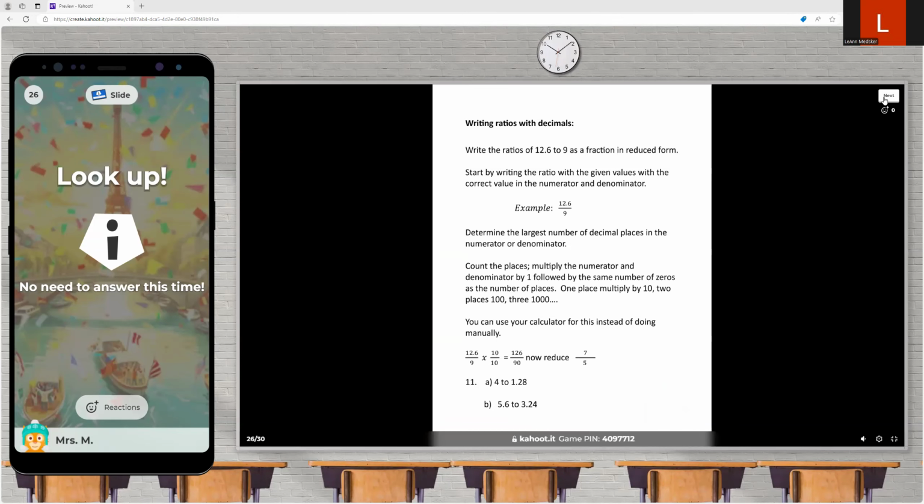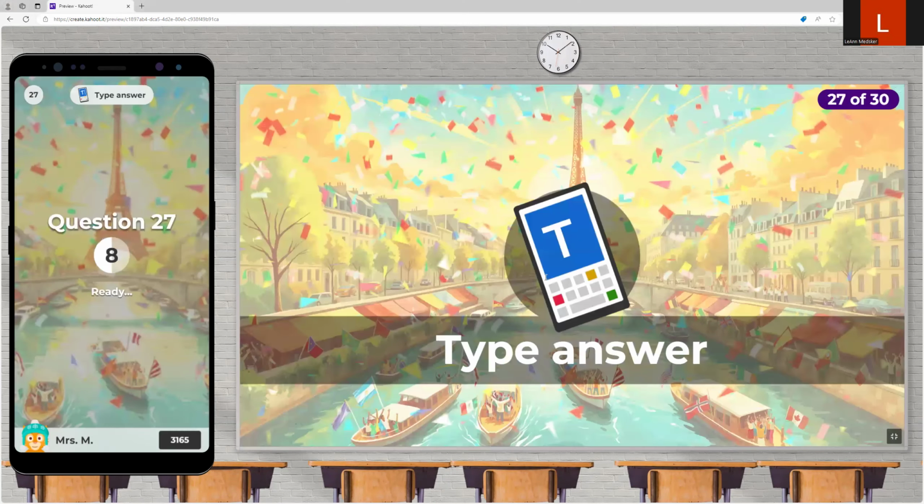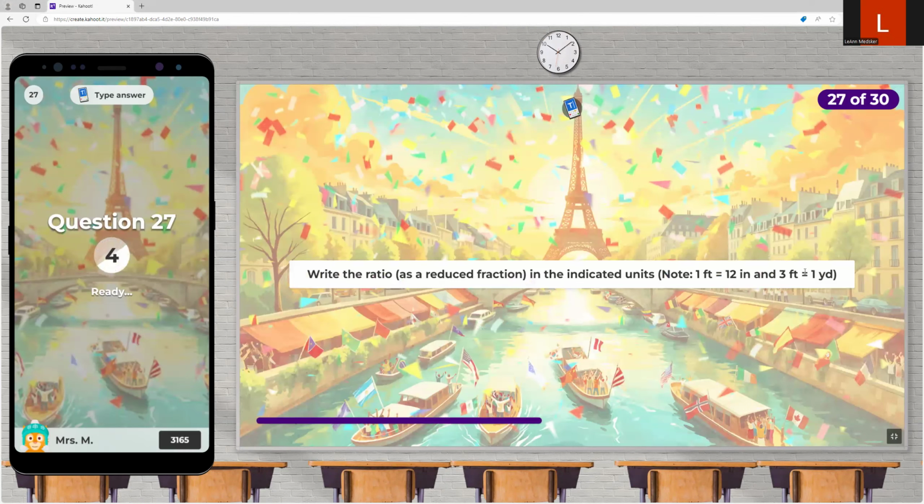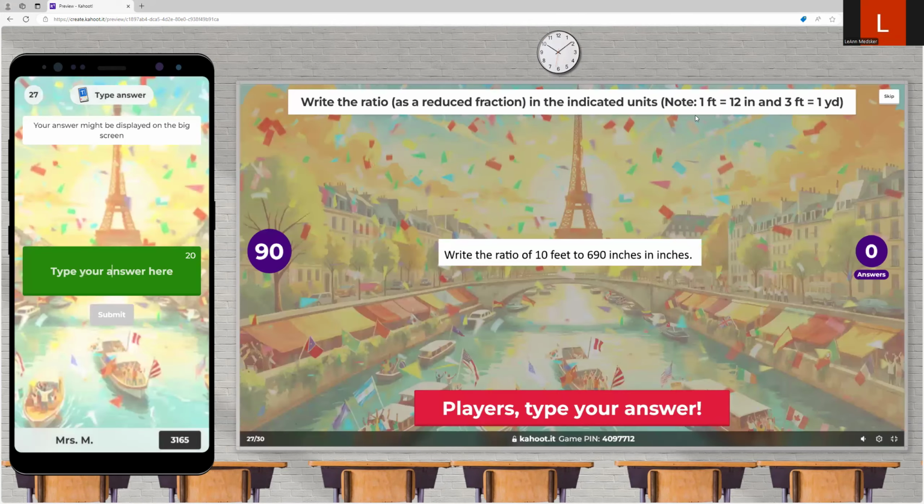Okay, so let's look at our slide. Now, this is a little different. These ones were in the homework, so I wanted to talk about them. You use this conversion because the problem is you can't compare feet to inches. They have to both be the same. So convert the bigger unit down to the smaller one. So if 10 feet is 12 inches for every foot, we would do 10 times 12. It's 120 inches. Okay. So now we're doing 120 inches over 690 inches.